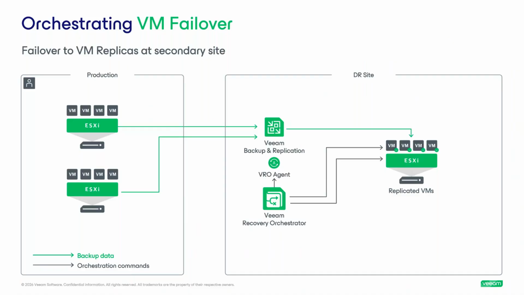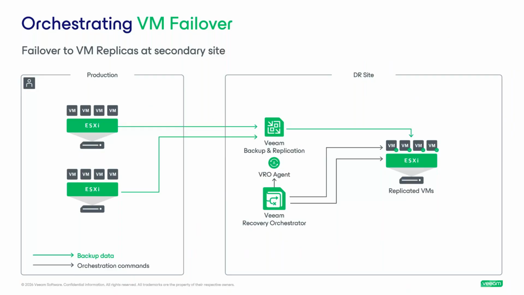The one caveat to that, obviously, is when you take a look at having VBR at that site, if that connection goes down between DR and prod, because you've got your data movement components such as your proxies and your repositories and gateways at that production site, you may not be able to back up that data because Veeam Backup and Replication cannot talk to those assets.